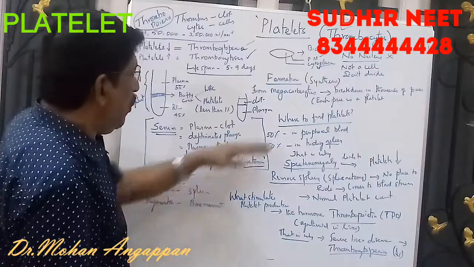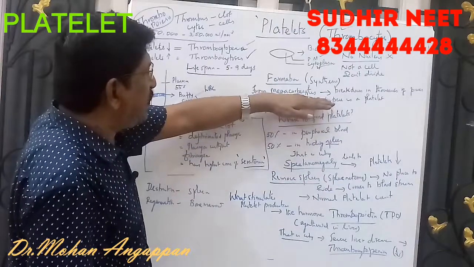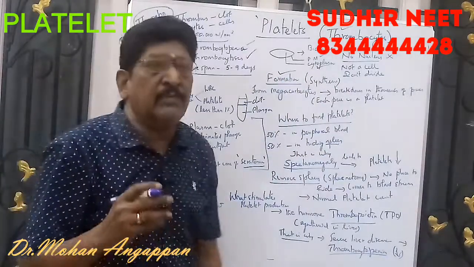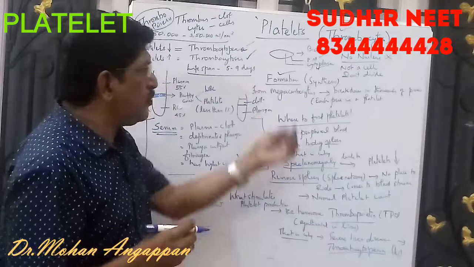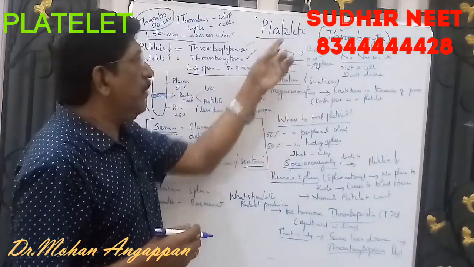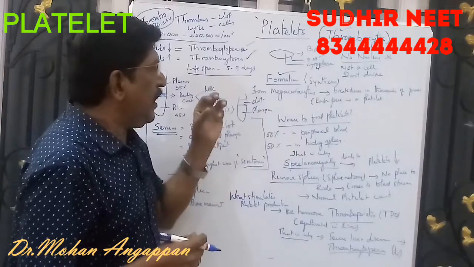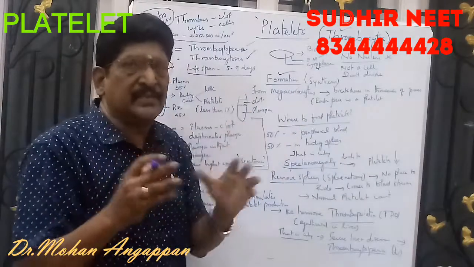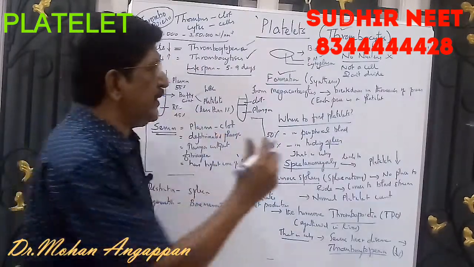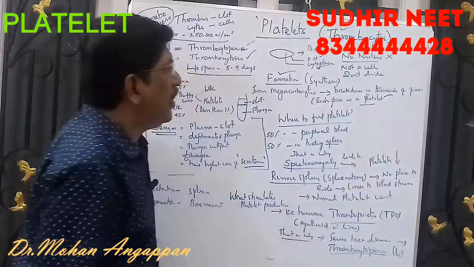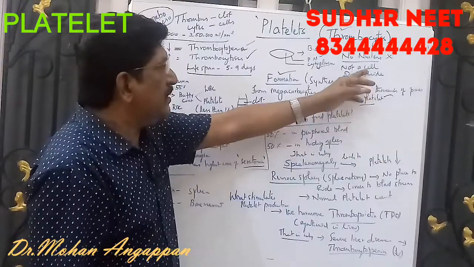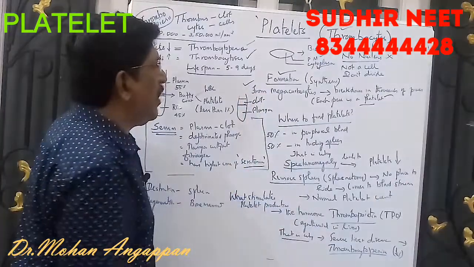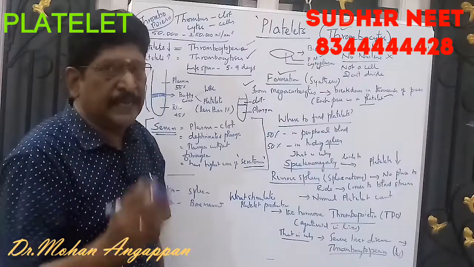Now, where and how are platelets formed? The synthesis of platelets: they are formed from the megakaryocytes. The megakaryocytes are the mother cells of the platelets. When they mature, they break down into thousands of pieces. Each piece is a platelet. So it's a very small thing, not a cell, without a nucleus. They are formed from megakaryocytes.